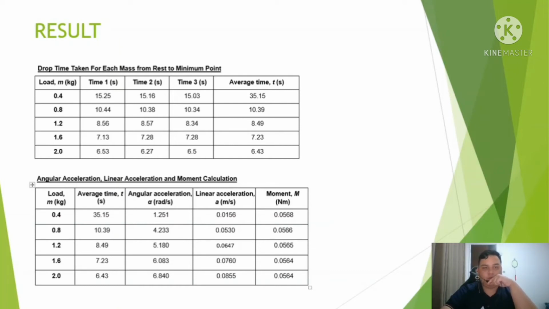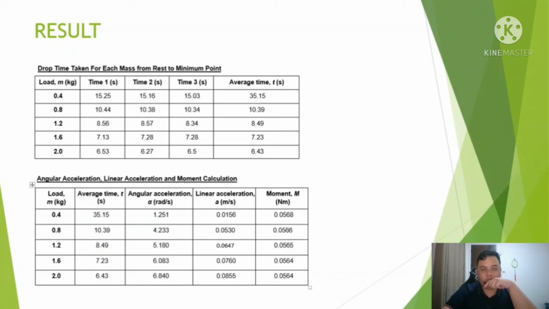If you see, we have 1, 2, 3, 4, 5 lots, starting from 0.4, 0.8, 1.2, 1.6, and lastly 2.0. We take the time for each and repeat it 3 times, and then we sum all the times that we get and divide by 3, and then we get the average time. So this is the average time. As we see here, when the load is increased, the average time decreases.